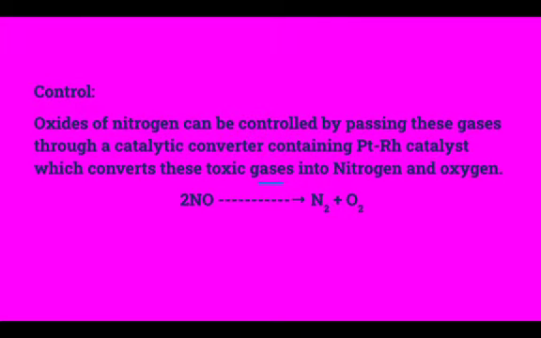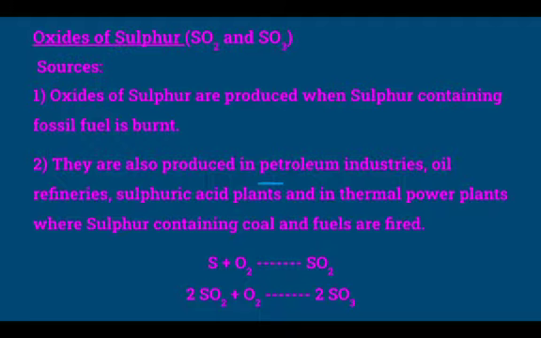Now to control oxides of nitrogen, we have to pass these gases through a catalytic converter containing platinum rhodium catalyst, which will convert these toxic gases into nitrogen and oxygen. So this is a way to control oxides of nitrogen. Now next is oxides of sulphur.